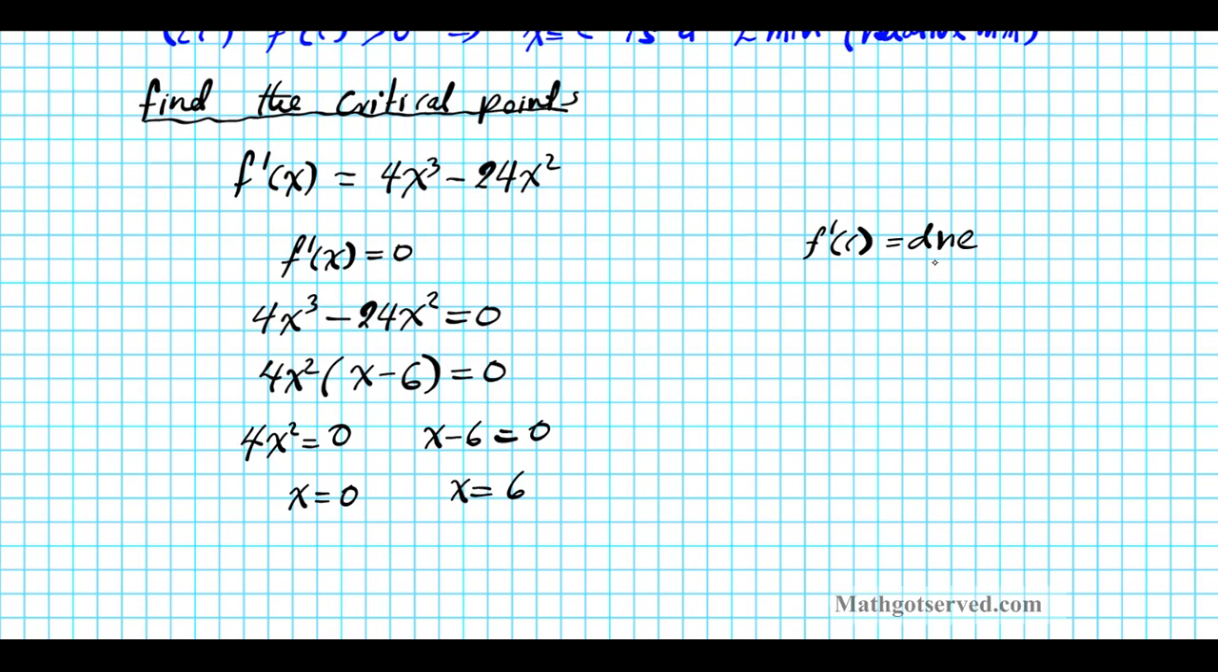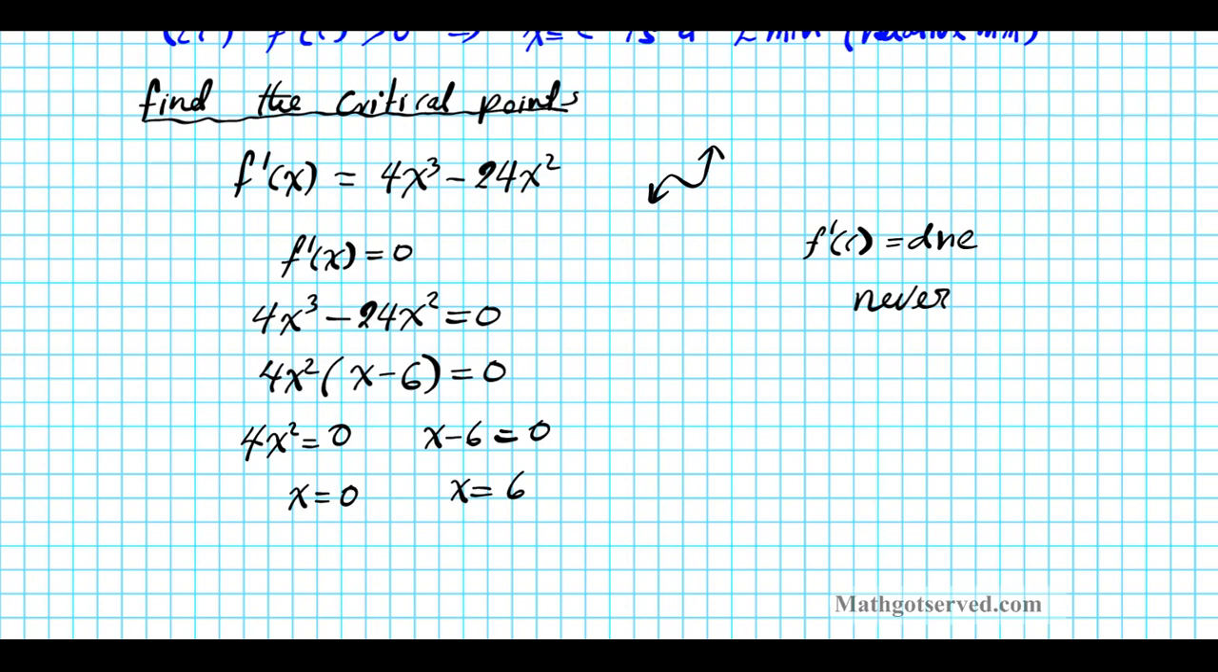Now where is the derivative undefined? For this function, we know that it's smooth and continuous. There are no vertical tangents or corners. It's just a typical quartic function. It looks something like that. So when is it undefined? This is defined for all values of x, so never. All right, so these are our critical points.